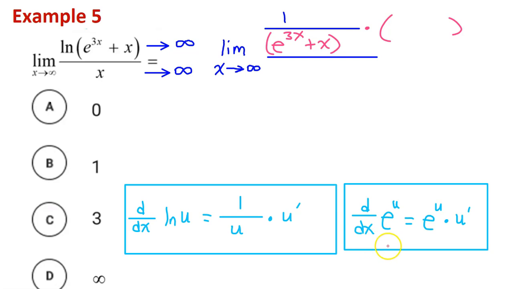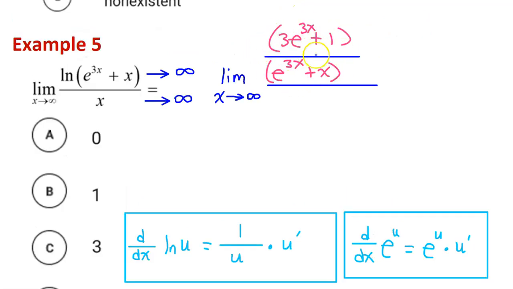The derivative of e to the u is e to the u times u prime. So the derivative of e to the 3x is e to the 3x times the derivative of 3x, which is 3. The derivative of x is 1. So this is the u prime that we have to multiply. I'm going to put it in the numerator. Everything you see here in red is the derivative of the numerator. The derivative of the denominator is 1. We don't really need this 1, so I'm going to erase the 1 and shift everything down.